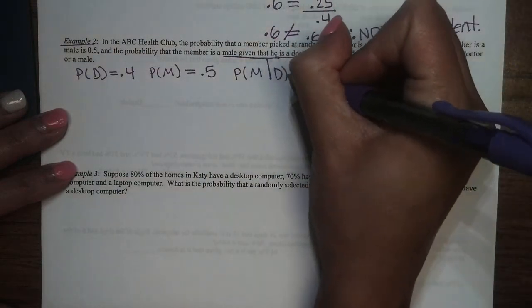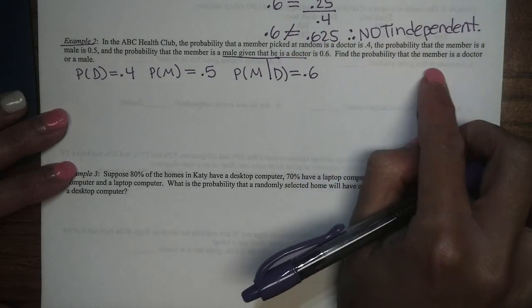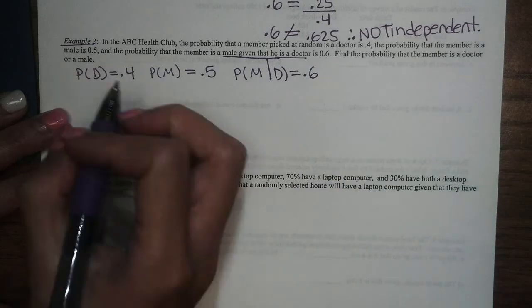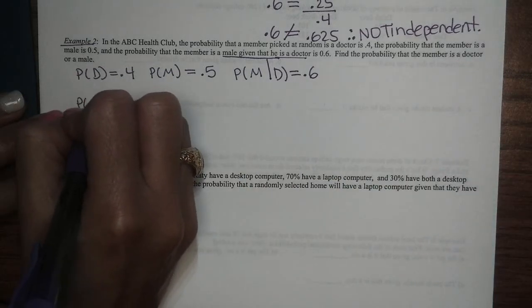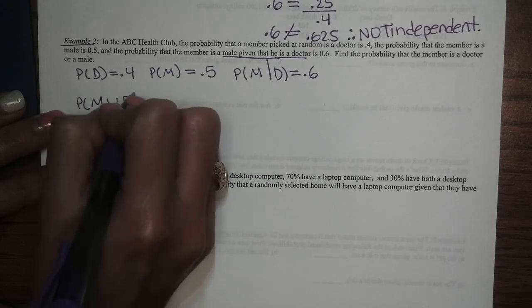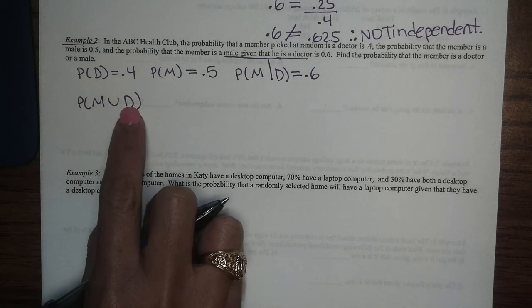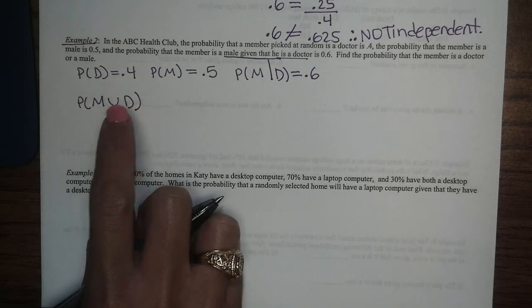Doctor is equal to 0.6. Now find the probability that the member is a doctor or a male. So probability of doctor or male. Male or doctor, doesn't matter. So we're looking for the chances that somebody is a male or a doctor. Doctor or male, the order doesn't matter.